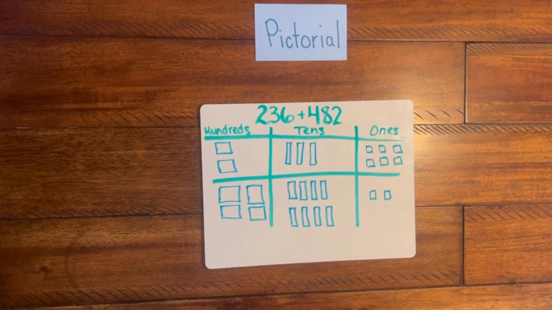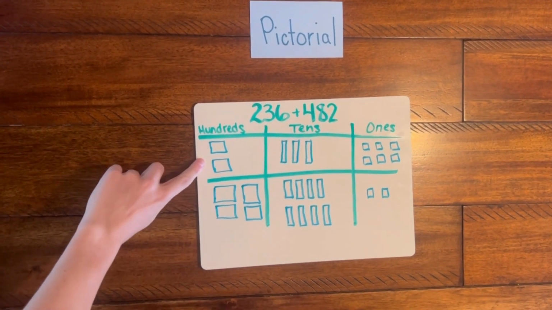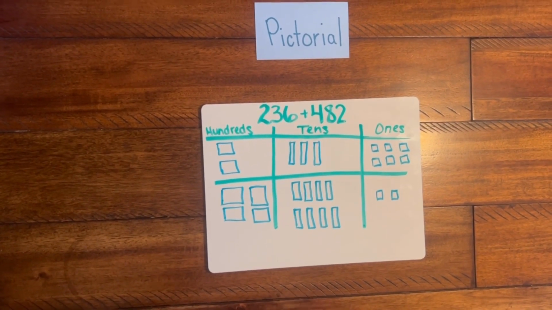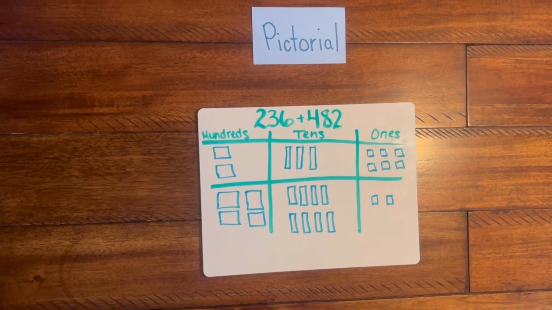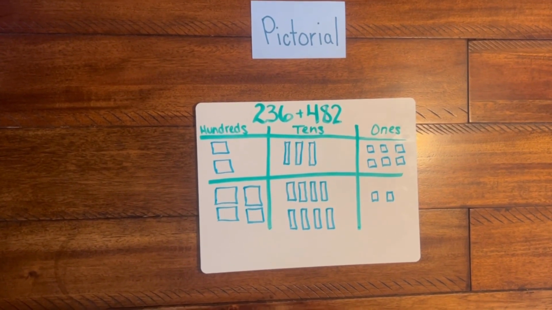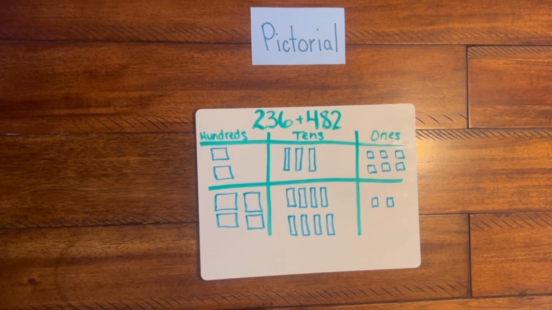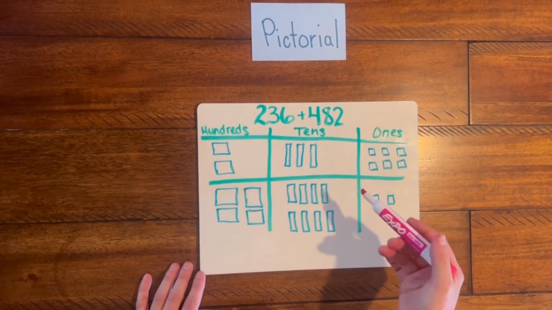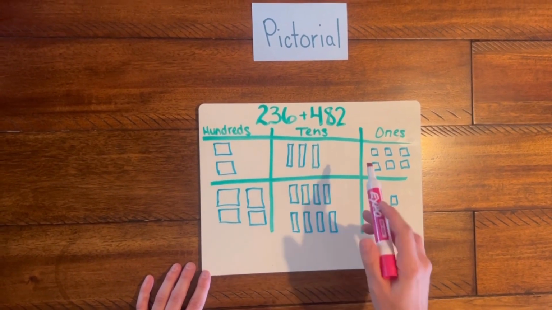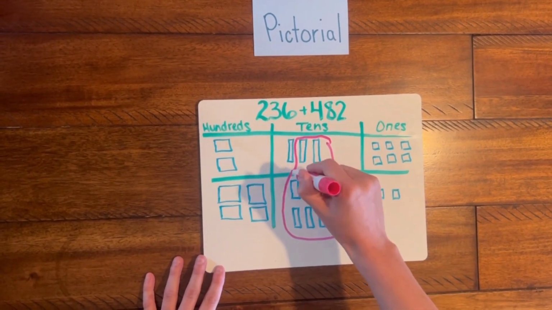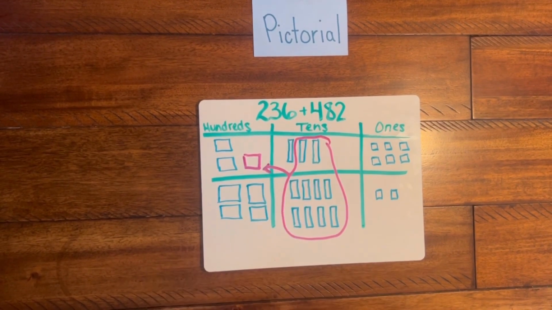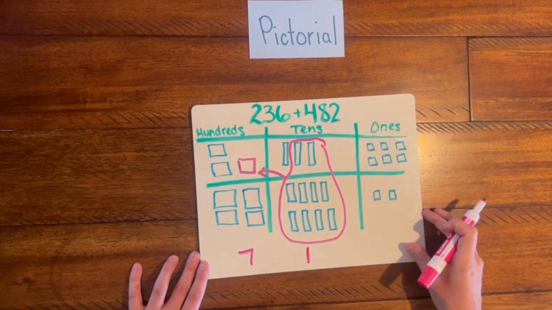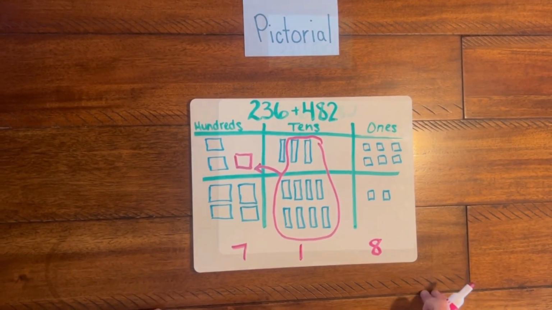So it's 718. We're moving on to the pictorial, which is the same thing as the concrete, but we're not using hands-on manipulatives. So the top row again is 236 and our bottom row is 482. We're going to figure out if we can make another base 10, so then we can simplify it. So our ones, we obviously cannot because there's only 8. Our tens, we're looking, and we can because there's 8 on the bottom and 3 on the top. So we're going to take that out and we're going to create a hundreds block, which gives us 7 hundreds, 1 tens, and 8 ones.